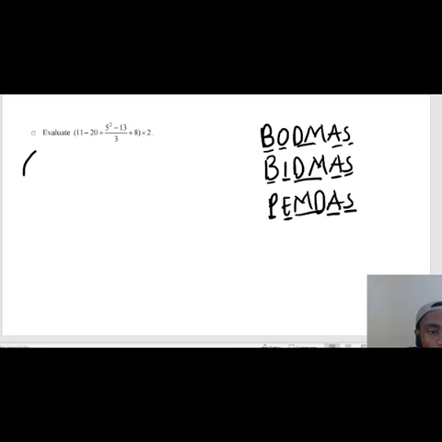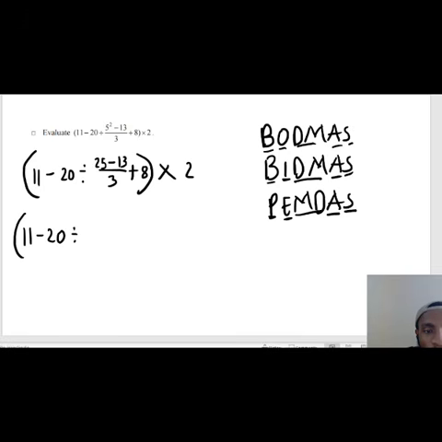So we solve everything inside the brackets first. The times 2 remains outside, so the plus 8 is here. Now, exponents. 5 squared is what? 25 minus 13 over 3, divided by... so 20 is here, 11 is here. What then do we do? We're still solving the bracket. What is 25 minus 13? That will give us 12 over 3 plus 8 times 2. So that's 11 minus 20.